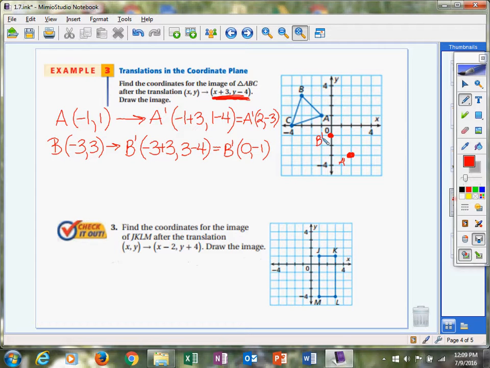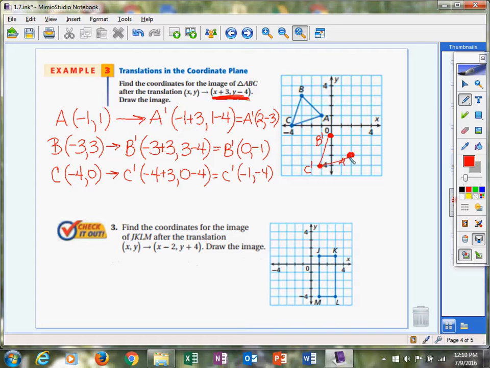Okay, and then C is currently located, looks like at -4, 0. And so to find C prime, I'm going to take the x, which is -4, and add 3 to it. And I'm going to take the y, which is 0, and subtract 4. And that's going to give me C prime as being -1, -4. So -1, -4, and there's my C prime.